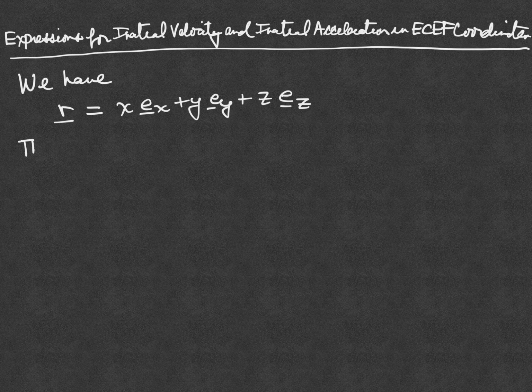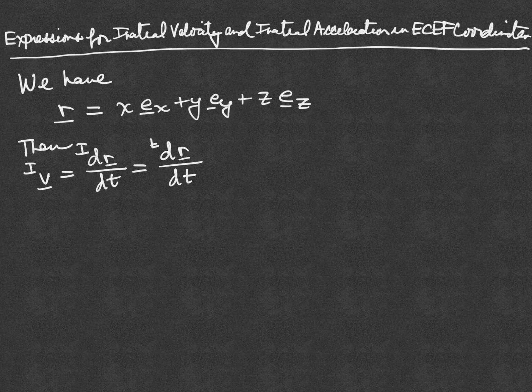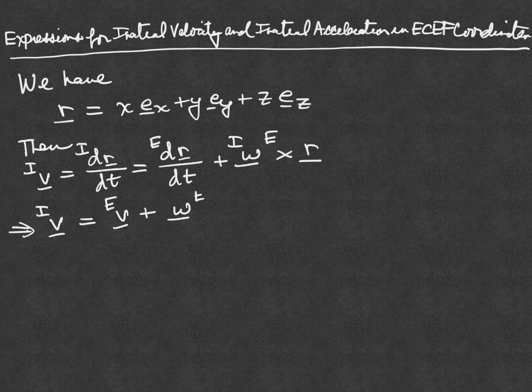So then the inertial velocity is equal to the rate of change of the position in the inertial frame. But the position is expressed in coordinates fixed in the Earth. So this is equal to the rate of change of the position as viewed by an observer fixed to the Earth plus the angular velocity of the Earth in the inertial frame crossed with the position. But dr dt in E is the velocity as viewed by an observer fixed to the Earth. So that implies that VI is equal to VE plus omega EI crossed with R.